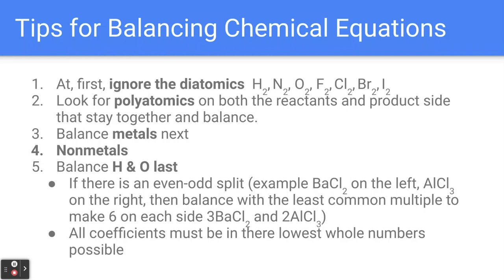And all coefficients must be in their lowest whole number possible. So what I mean by that is you can't have like 6, 2, 4, and 8. You would have to reduce that down by 2. So you would have 3, 1, 4, and 2. So those are just tips on balancing chemical equations. Use this order, and then here's kind of an even odd split situation, and then coefficients.